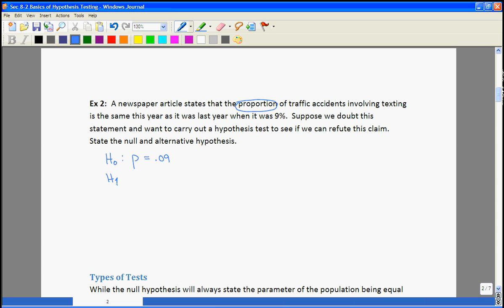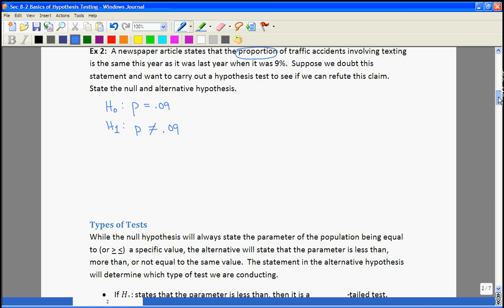The alternative is we don't think that's right. Now what's missing here is there's not some quantifier to say that it's more than 9% or that it's less than 9%. We just believe it's not 9%. So the way we would represent that is to say that P is not equal to 0.09.